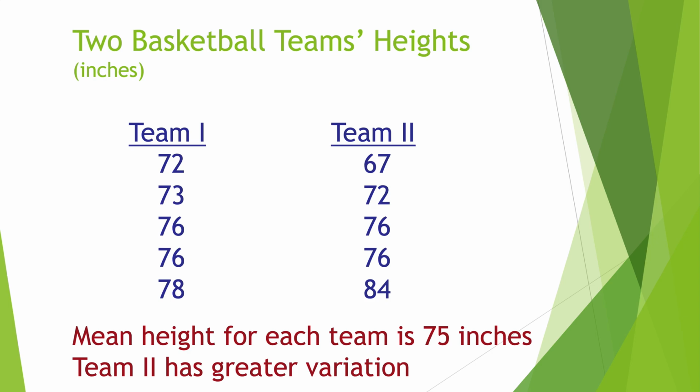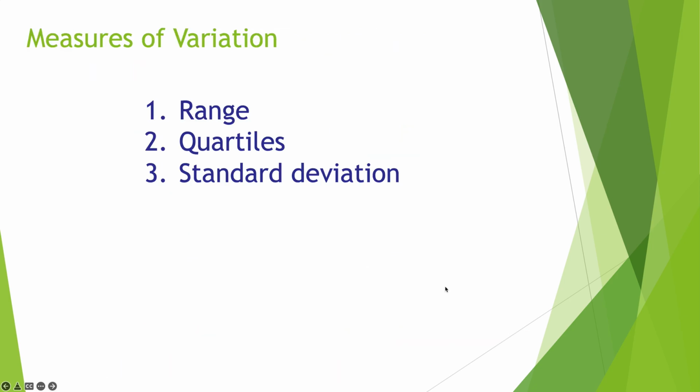So here we have basketball teams. We have team 1 and we have team 2. In both cases, the mean is 75 inches. So if you were to add them up and divide by 5, in both cases they come out to have a mean of 75. But if you just look at the numbers, you can see that for team 1, the data is pretty tightly condensed, and in team 2, they're pretty spread out. And we'll come back to that in just a minute.